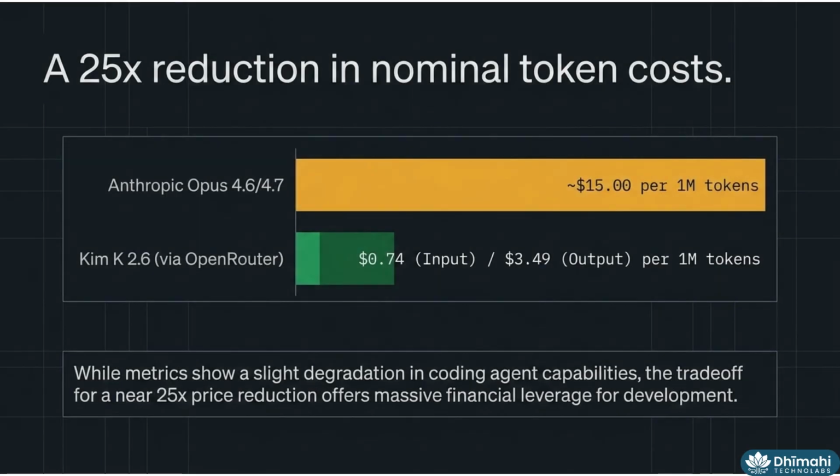Using a model like Kimi K2.6 via OpenRouter can lead to a significant cost reduction. We see a nearly 25x reduction in nominal token costs compared to Anthropic Opus 4.6/4.7. This offers massive financial leverage for development, even with a slight degradation in coding capabilities.